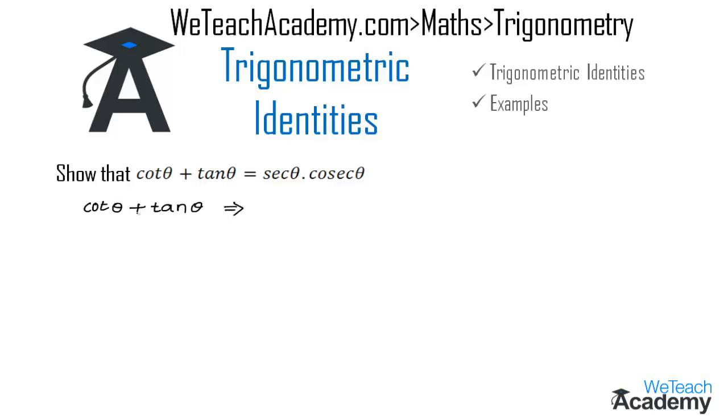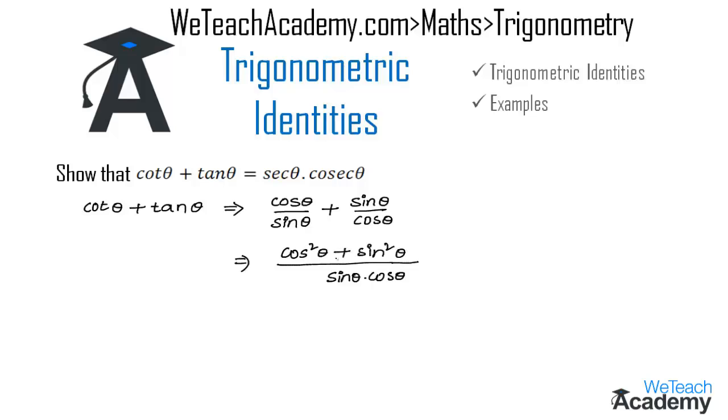And now let us write the definitions of both the ratios. So here cot theta can be written as cos theta divided by sin theta, plus tan theta, which can be written as sin theta divided by cos theta. And now let us write the LCM of both the ratios. So here the LCM will be sin theta into cos theta, and in the numerator we get cos squared theta plus sin squared theta, which is a trigonometric identity. So let us write the value of this identity as 1. So here we get 1 by sin theta into cos theta.